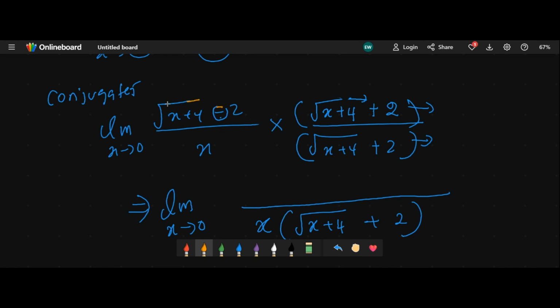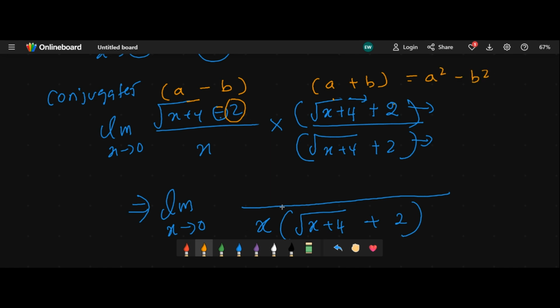See here, think of this as A. A minus, think of this number 2 as B. So A minus B, times, think of this as A, plus, this number is B. So what is that? A minus B into A plus B is A squared minus B squared.